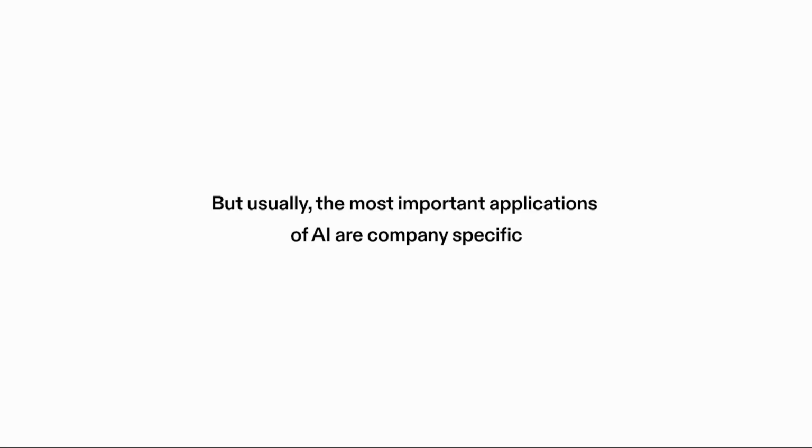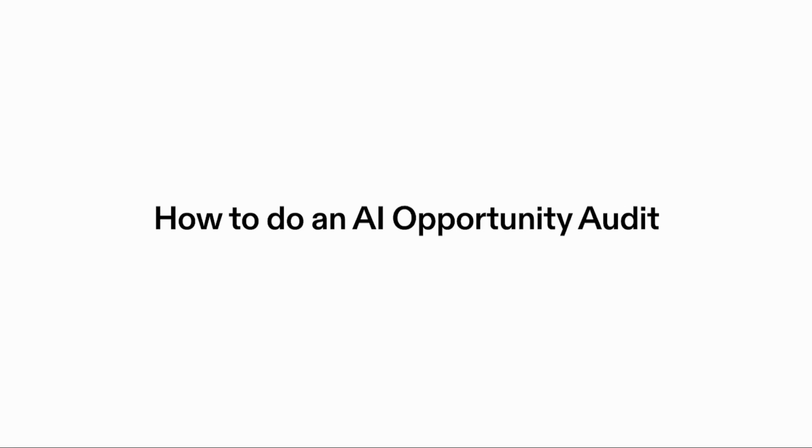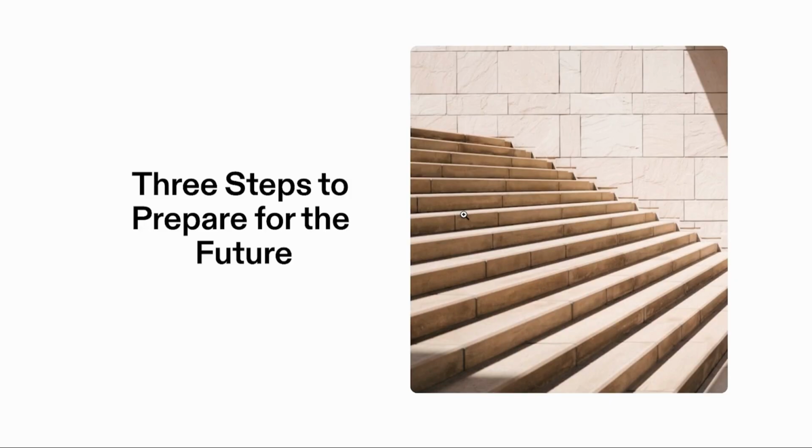But usually, most important applications of AI are actually company specific. I'm not going to go into this here, but I run a process with companies which I call an AI opportunity audit. And I'll do another video later explaining how that works. If you're interested in talking about that, I think it could be useful, just send me a message. There's a series of steps which I usually go through to identify the opportunities and prioritize them for how companies can use it. So, 3 steps to prepare for the future.